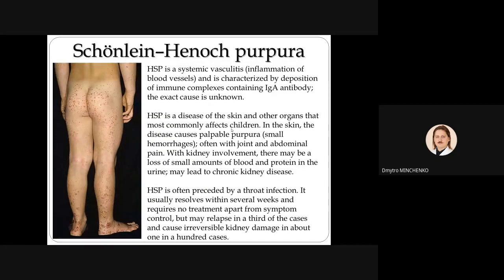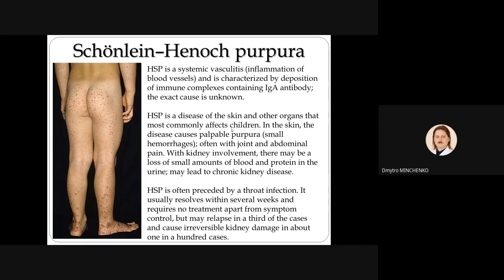Schönlein-Henoch purpura. You see a characteristic purpura rash on the lower extremities and buttocks, usually beginning from the bottom and going all the way up. Here you see it going on his sides and even on his arms. Schönlein-Henoch purpura is considered a systemic vasculitis, inflammation of blood vessels, and is characterized by deposition of immune complexes containing IgA antibodies. The exact cause is unknown, but there are links to multiple various conditions and triggering factors.